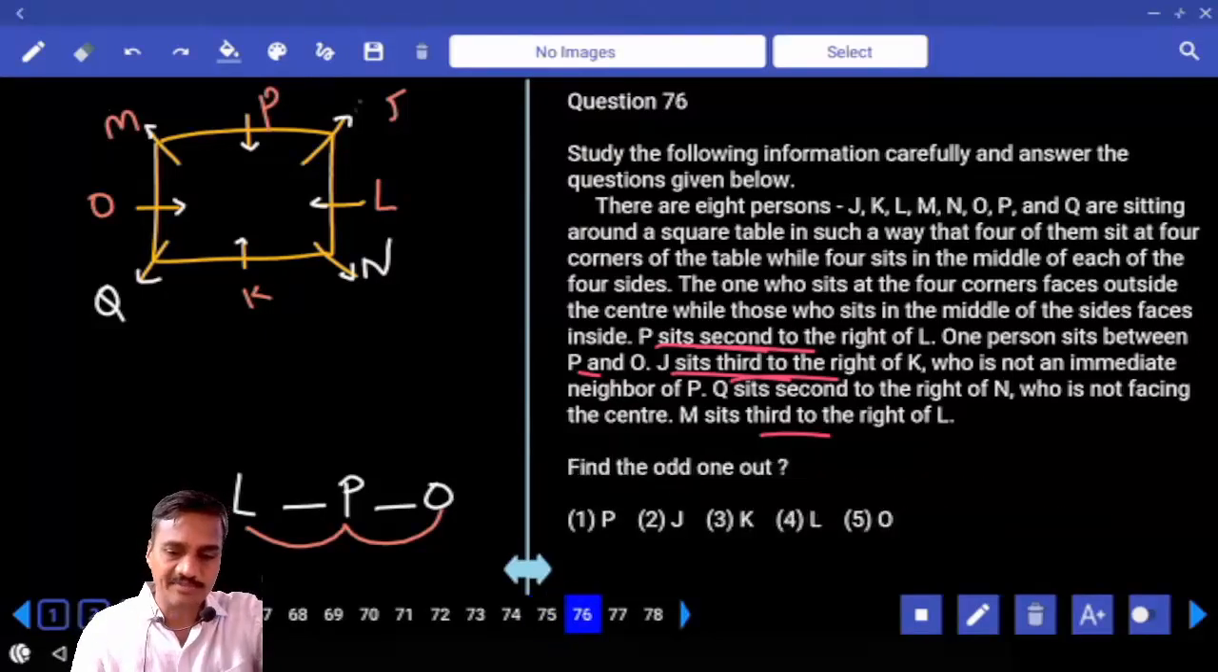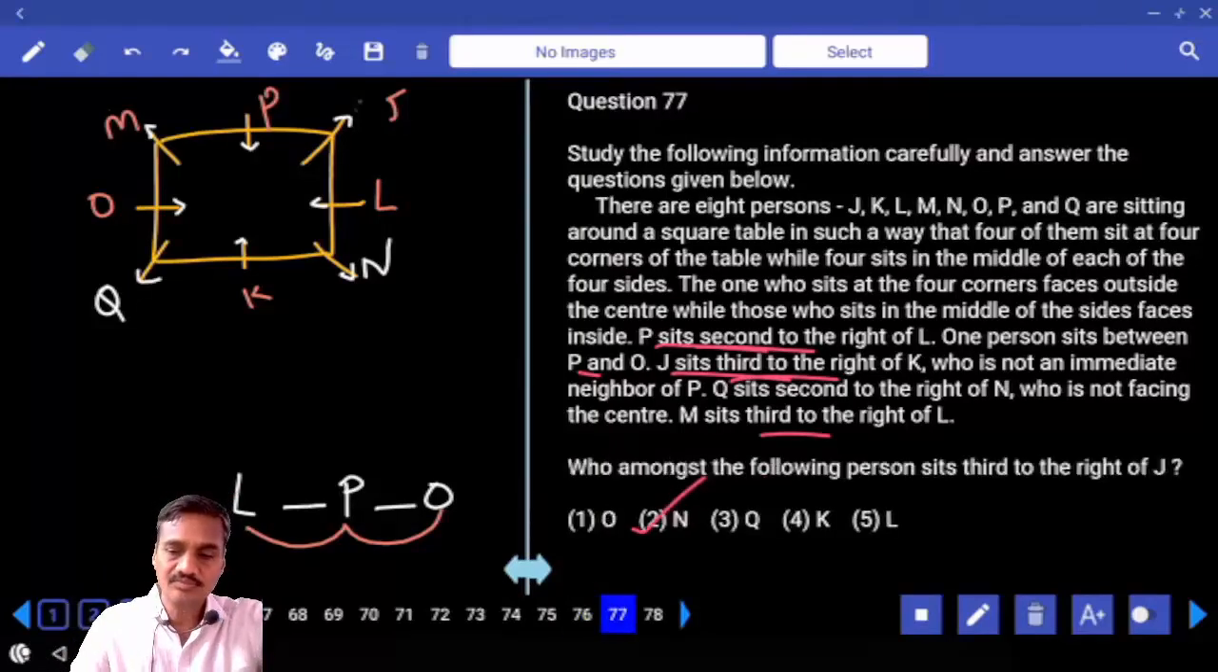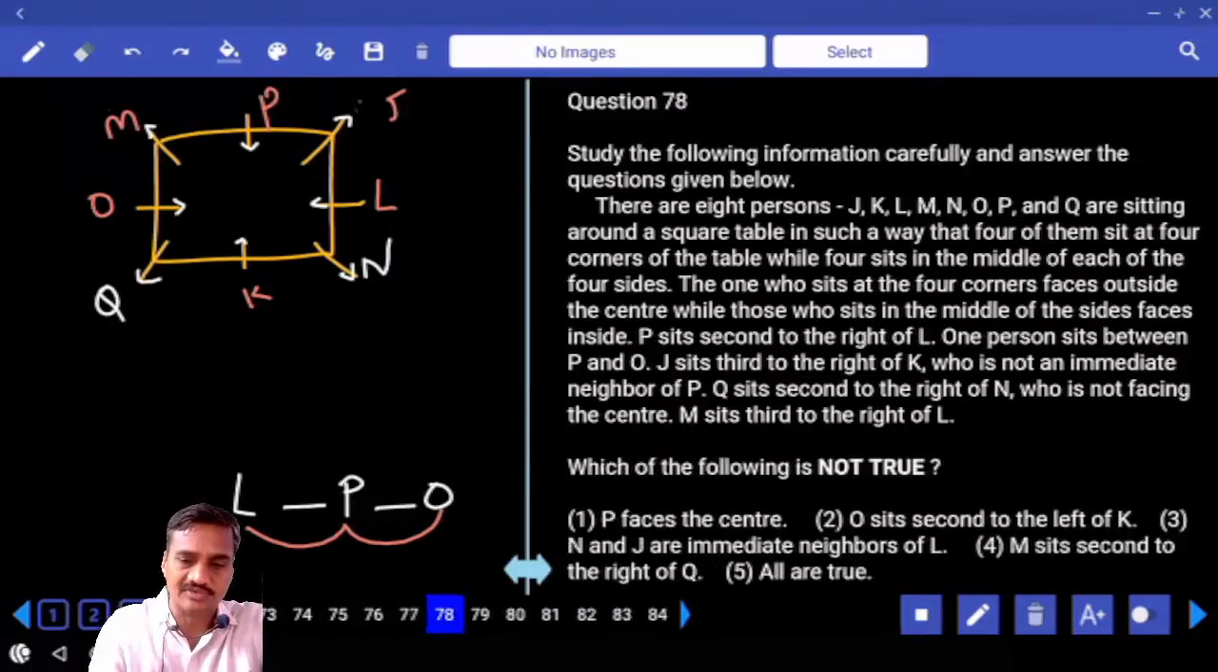And find the odd one. P, J, K, L, O. P, L, K, O, except J. The remaining are at the center. J is at the corner. And who among the following persons sits third to the right of J? Third to the right of J, that is K, choice 4.